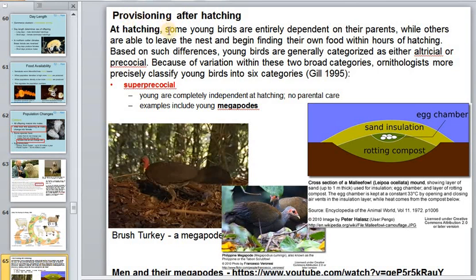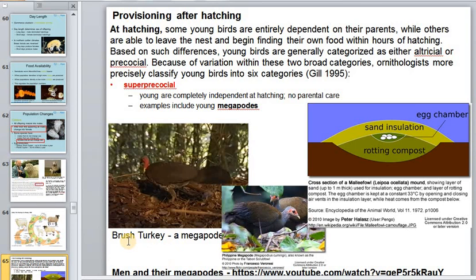Next, provision after hatching. At hatching, some young birds are entirely dependent on the parents, while others are able to leave the nest and be absolutely like an adult. Based on such differences, young birds are generally categorized as altricial and precocial, and because of variations within these two broad categories, ornithologists classify young birds into six categories. And here we talked about superprecocial, like megapodes.